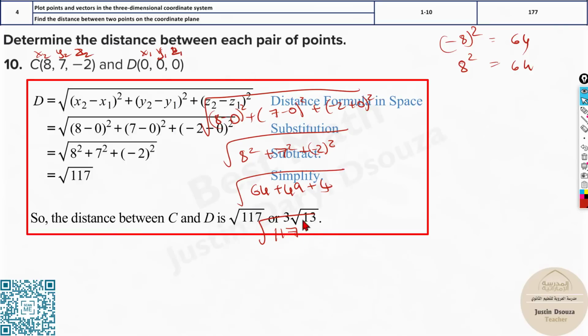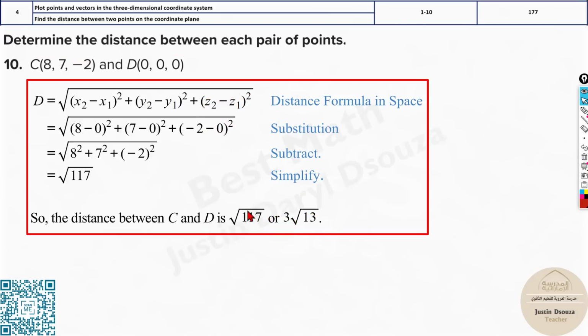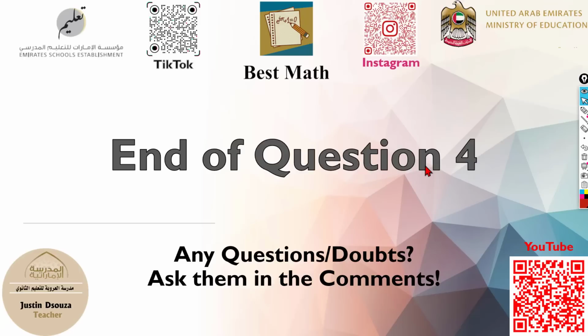Or it can be written as 3 root 13 because you can take a common term out and then we can solve it. So this is how we basically solve it, because over here 117 is basically 9 times 13, it is square root 117. And this can be simplified. 9 can be written as 3 and this is 13. So this is 3 root 13. Or you can just put in the calculator, you'll directly get this answer. So that's how we solve these three-dimensional problems. And that's the end of this question.